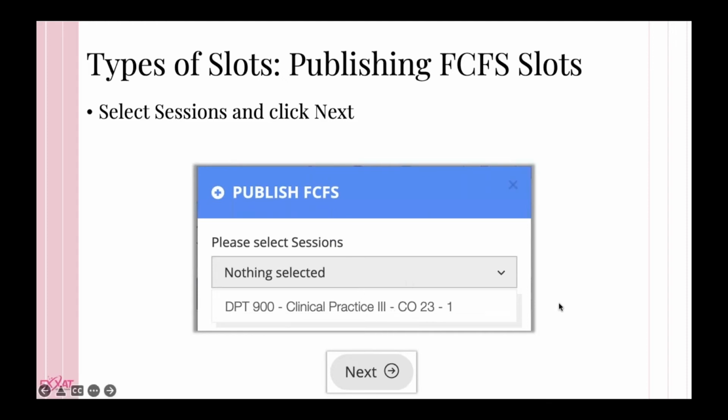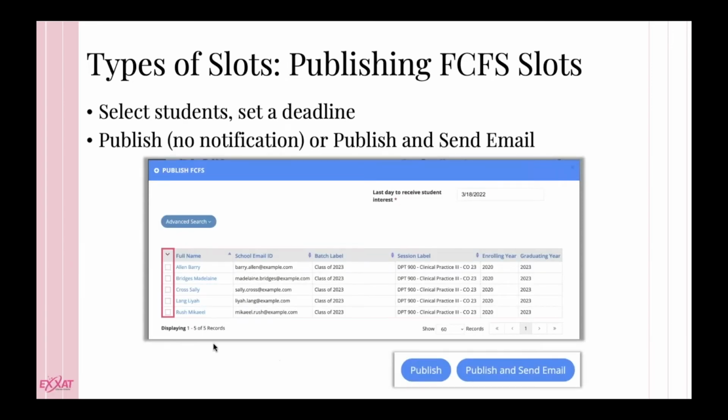So you'll select the sessions. It's going to show you anything that you've already selected. You can unselect or select. It's a multi-select drop down, and then you'll click the next button, and it's going to take you to a list of all the students that this particular slot would apply to. And it will tell you which batch they're part of. So you can just select them all.